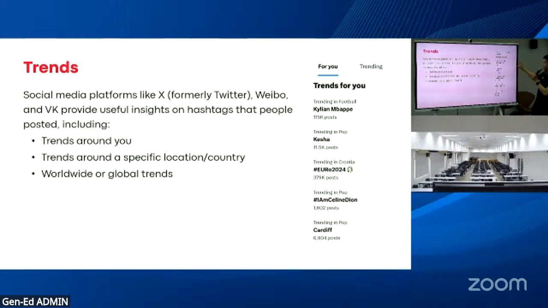Here's the example from X. We have trends around you. Once you open that page, you see X trends around you. We have this one, Kylian Mbappe, a football player, the Euro 2024, Celine Dion, Cardiff. That's someone's location, not my location anyway. And sometimes you can check the trends around a specific location on planet Earth, or you can see historical trends or global or worldwide trends. I think it is available on most of the social media platforms.